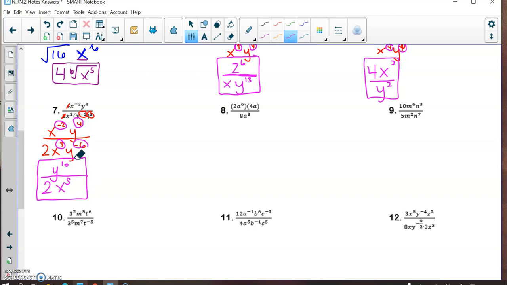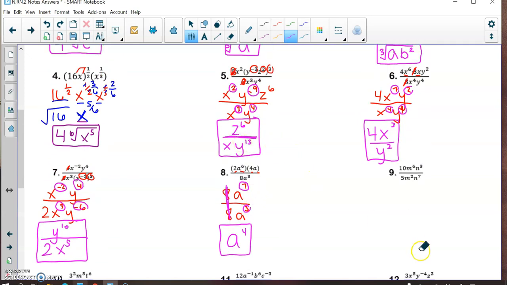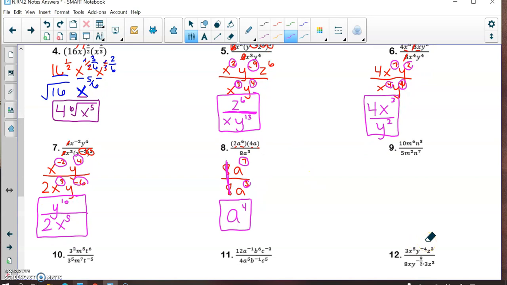Okay, moving on to number 8. A 2 times a 4 is an 8. An a to the 6 times an a to the 1st power is an a to the 7th power. And then I have an 8a cubed. An 8 divided by an 8 cancels out. A to the 7th divided by an a to the 3rd. The 7's in the larger exponents in the numerator, so the a will stay in the numerator. A 7 minus a 3 is a 4. So I'm left with an a to the 4th power. Notice I'm not writing any of these 5 through 8 as radicals because none of them have fractional exponents. So I don't need to write them as radicals.